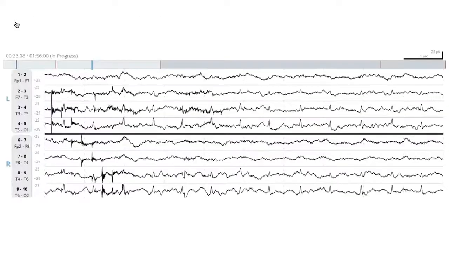EKG artifact, unfortunately, we don't have EKG on Ceribell, not yet, and we don't have video, so sometimes it's difficult to see what type of artifact we're dealing with. But EKG artifact is easy to recognize, but at the same time sometimes tricky, because if there is a slowing in the baseline, you have the slowing that the brain is generating, and then you have these sharp deflections that the EKG artifact is generating.